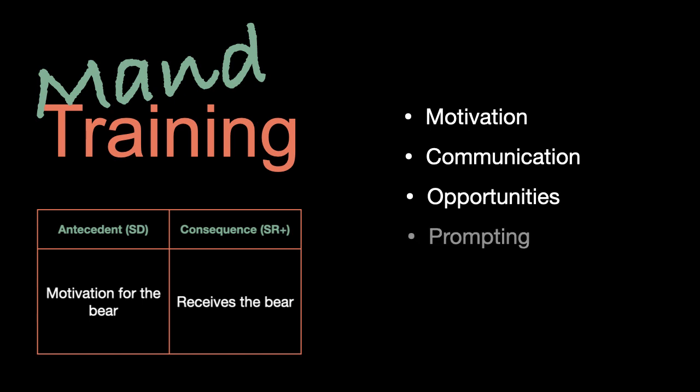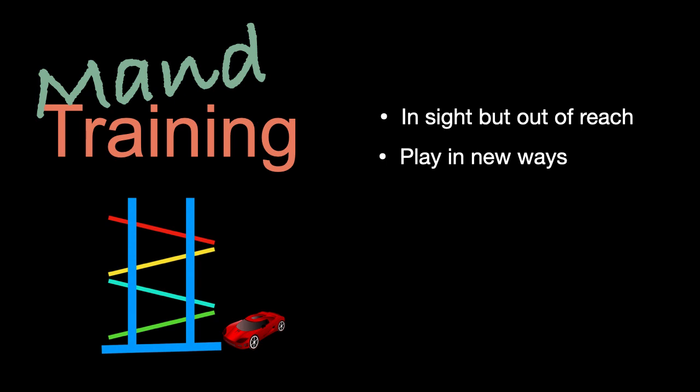Teaching mands requires understanding what the learner is motivated for, identifying how the learner best communicates, creating opportunities, prompting the communication, and providing reinforcement. Here are some ideas for building motivation and creating opportunities. Place items in sight but out of reach or in containers. Make old toys new and interesting by playing with them in new and exciting ways. For example, a folding table or slide can be used as a giant ramp for a car. If the learner likes cars, this will increase her motivation to ask for the car.